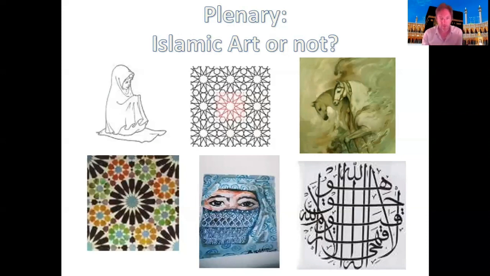And hopefully you'll have seen that these ones containing geometric patterns, this one and this one, and calligraphy are the ones that are most likely to be Islamic art. This is probably not drawing animals or creatures or people, for example.